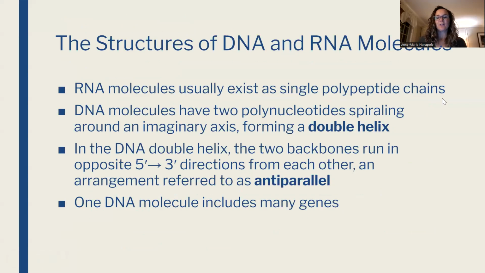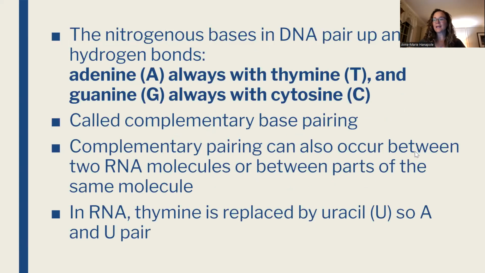So again, the DNA molecule is going to be a double helix, and the RNA is a single helical structure. And the DNA molecule actually is going to, again, have two strands, but they're going to be running in opposite directions, and we call that anti-parallel structures. So the DNA molecule runs anti-parallel to each other. And one DNA molecule can have multiple genes, but again, we're going to get into all of this a little bit later in the year.